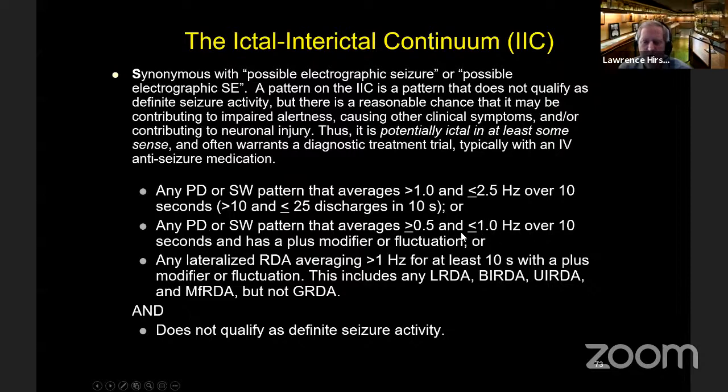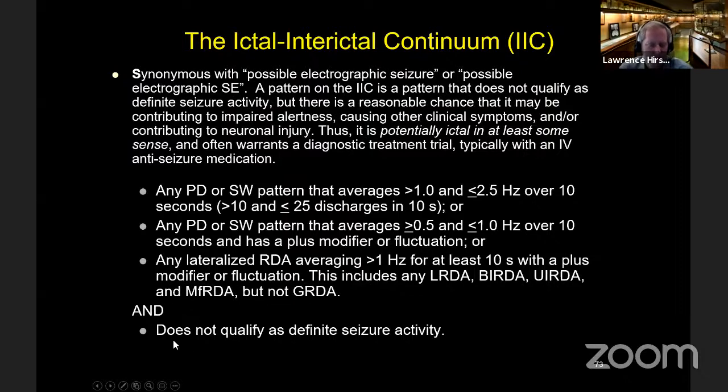Or it can be between 0.5 and 1 Hertz, including both ends. But in that case, it has to also have a plus modifier or fluctuation. So LPDs at 0.75, 0.5, or 1 Hertz with a plus modifier or a fluctuation count as being on the IIC. Or lateralized rhythmic delta that is greater than 1 Hertz with a plus modifier or fluctuation. All of these patterns include some form of lateralized rhythmic delta activity: bilateral independent, unilateral independent, multifocal. But generalized rhythmic delta is not on this at all. As far as we know, that has nothing to do with seizures.